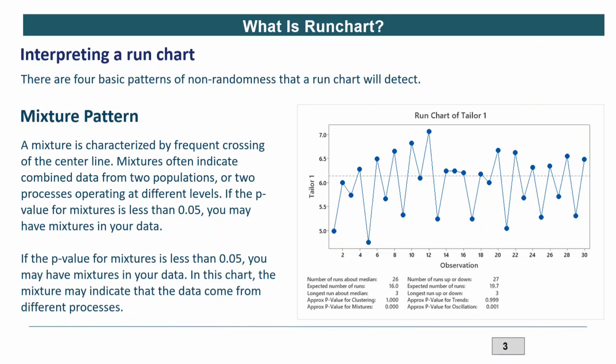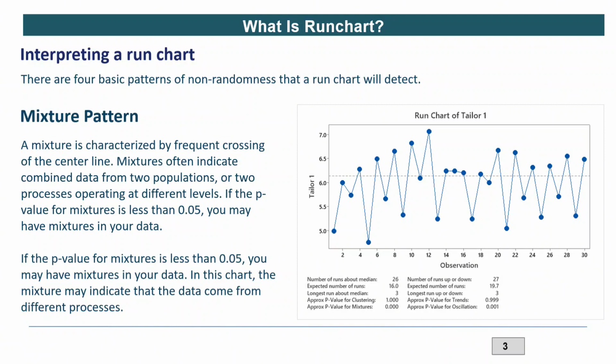So a presence of a mixture pattern is an indication that two sets of subgroups got mixed up and we are trying to analyze the data together as a single subgroup. So when you see mixture presence in data, you need to investigate and identify the presence of two subgroups of data getting mixed up, separate them and then do the analysis.